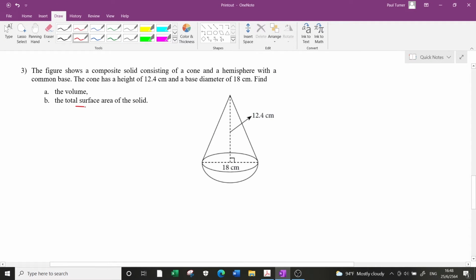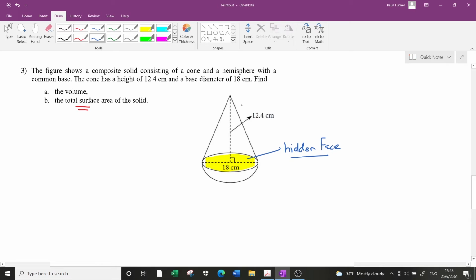In part B, we need to find the total surface area. Okay, so one thing to note, that this circle inside the solid is not part of your total area. This is a hidden face. Okay, so let's write that hidden face. If you were to hold this solid in your hand, you can't touch that yellow circle, so we don't include that in the area.